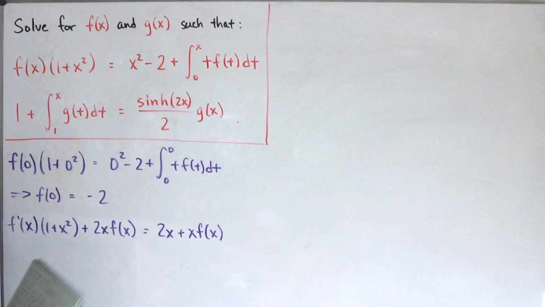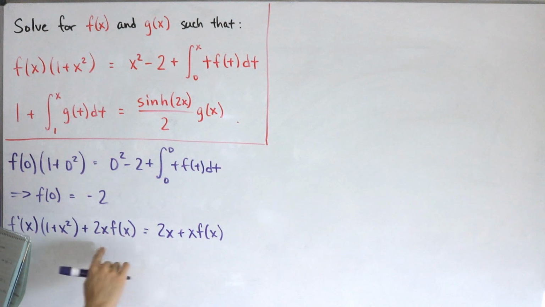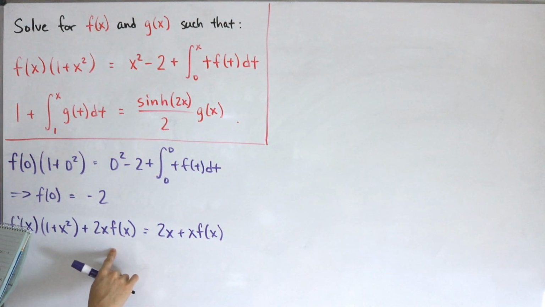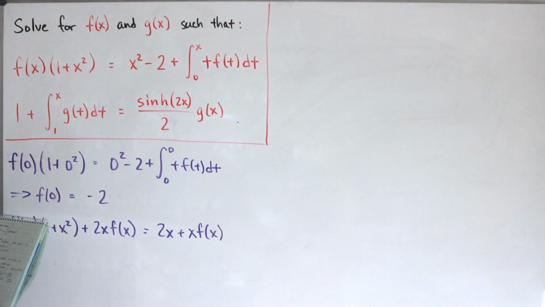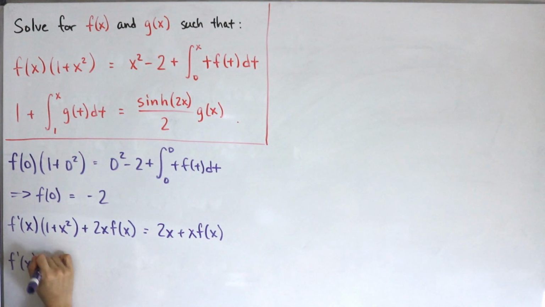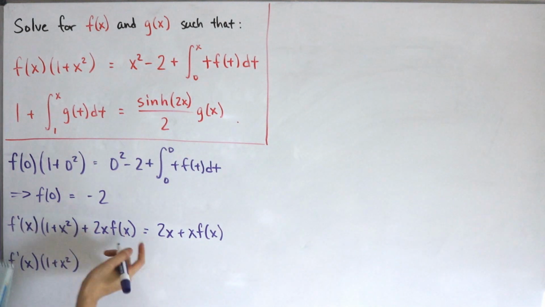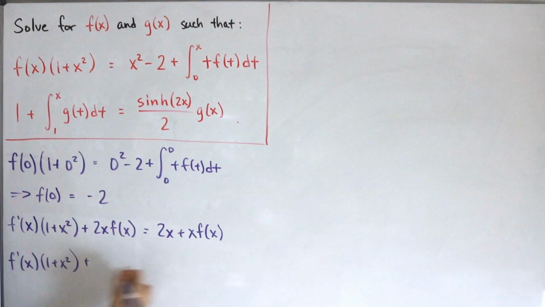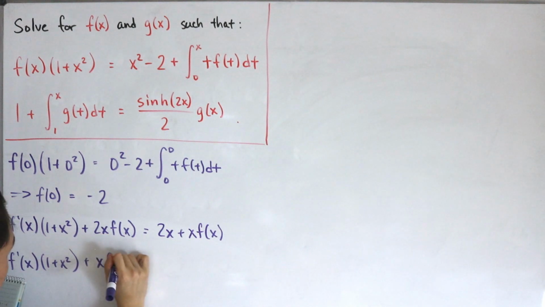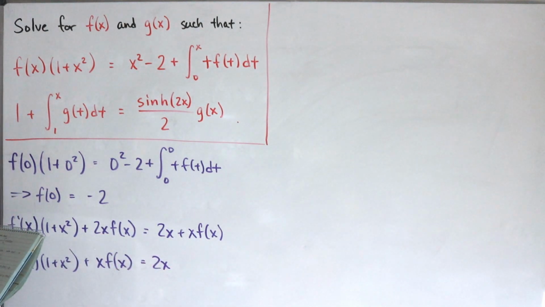All right. We notice that we can actually cancel out some stuff. We can subtract an x times f of x from both sides, and that will leave us with just one quantity of that. So now this will yield f prime of x times 1 plus x squared, plus just one quantity of x times f of x after the subtraction, simply equal to 2x.